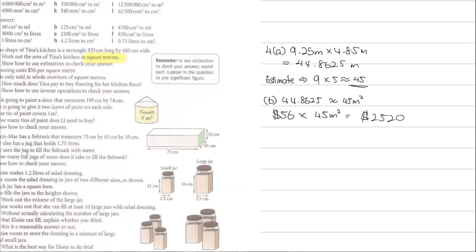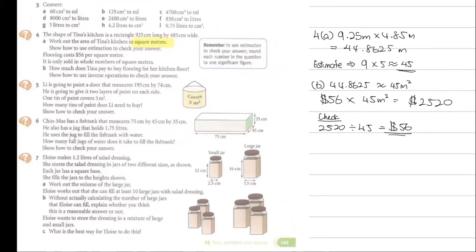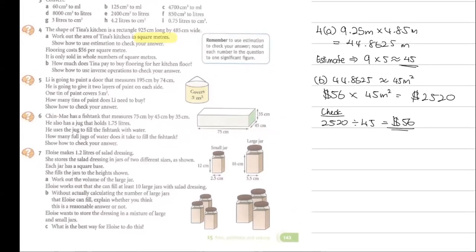So you can use your inverse operation to check your answer. To check, you just need to use 2,520 divided by 45. Then we should be able to get 56. That is your answer to check. Done. So number 5, Lee is going to paint a door.